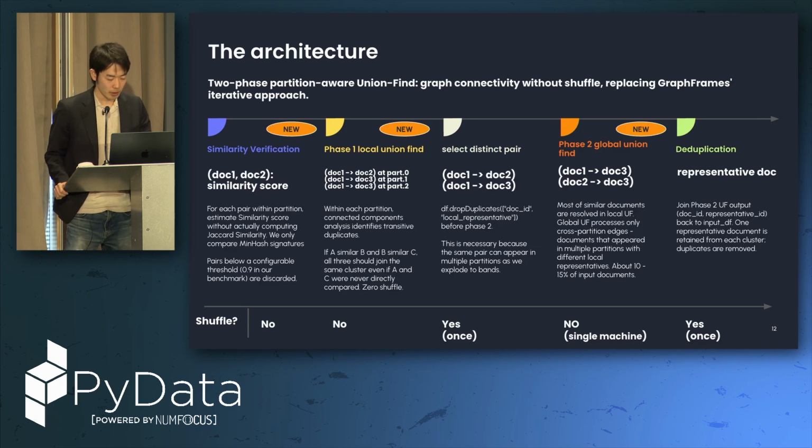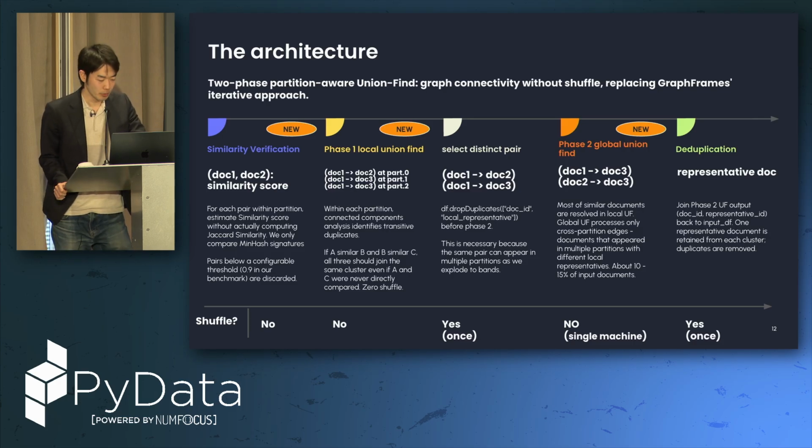And then the next step is local union find. Within each partition, again, we're going to identify the transitive closure. So if document A is similar to B, and B is similar to C, all of these documents should join the same class, even if A and C were never directly compared. This causes no shuffle because, again, everything's happening within a partition.